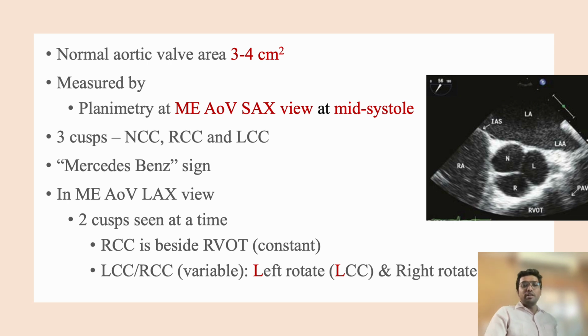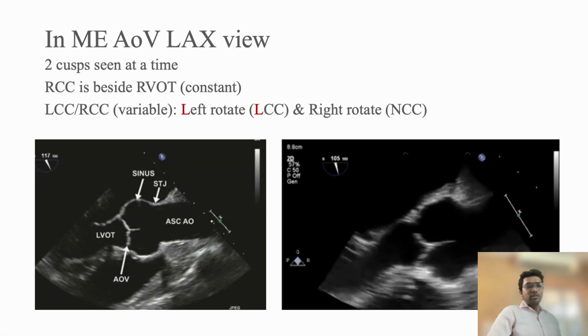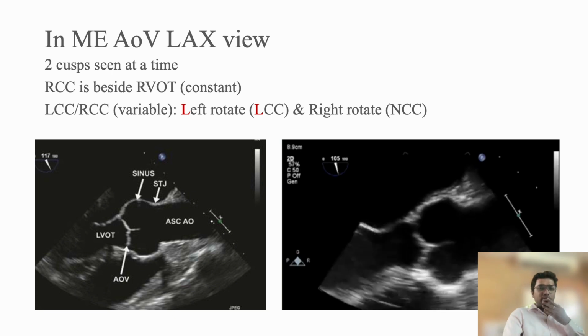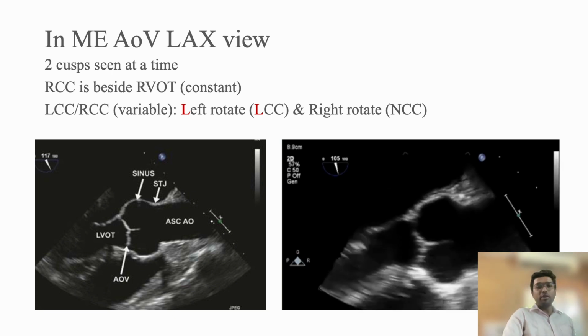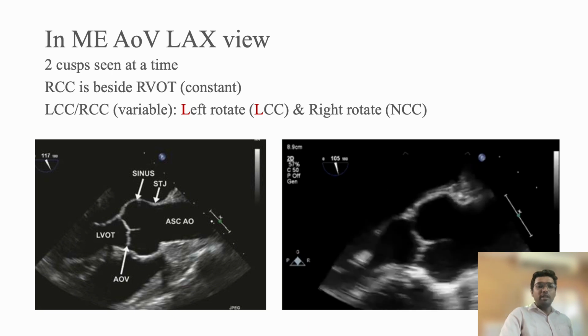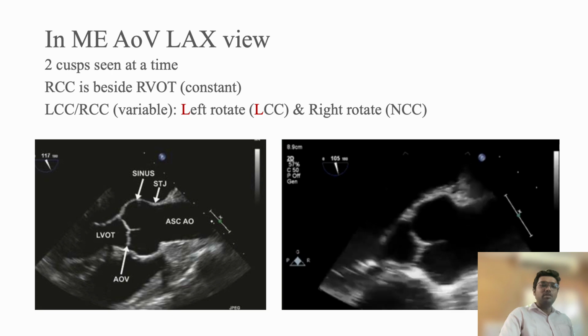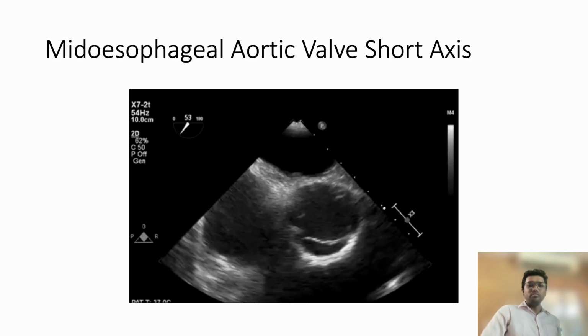In the mid-esophageal aortic valve long axis view, 2 cusps are seen at a time. The RCC is beside the RVOT, and the other is LCC or NCC, which is variable. If we left rotate it, L for L, then we can see the LCC, and if we right rotate it, we can see the NCC. This is the thing I was saying, that this is the mid-esophageal aortic valve long axis view. So the RCC is behind the RVOT. This is constant, and this is the variable leaflet.